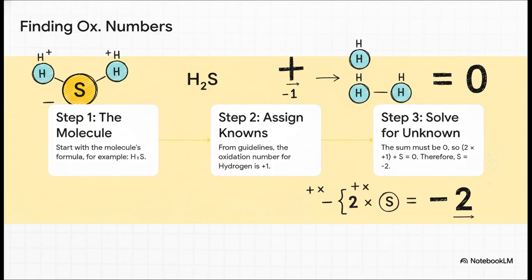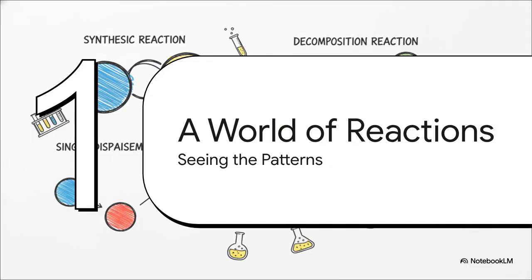For the final step, we just solve for the unknown. The whole molecule has to be neutral. It has to add up to 0. So, if the hydrogens are a total of +2, the sulfur must be -2 to balance it out. And there you have it. So that's how chemists track the movement of electrons.